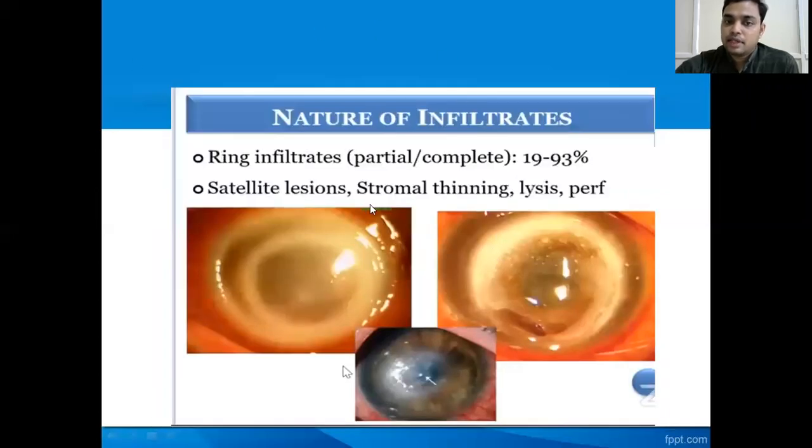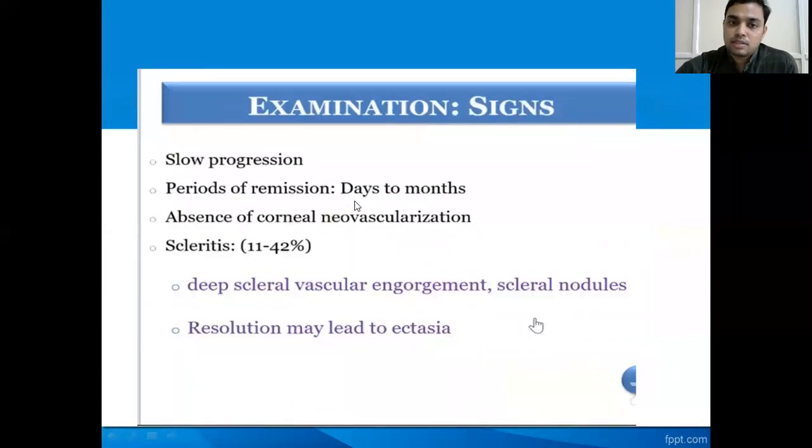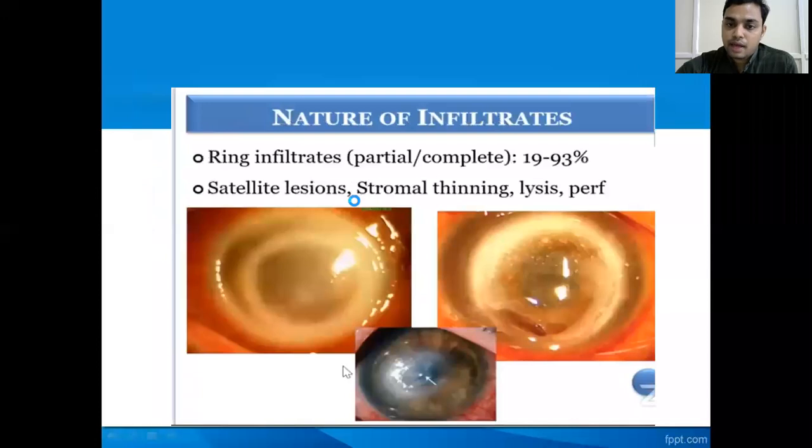Along with that, we see ring infiltrations, which are at the junction of the pathogen and the host defense mechanism. Here we also see satellite lesions, as we see satellite lesions in fungal cornea also. In the final stages there is stromal thinning, lysis, and perforation of the cornea. So these are the natures of infiltrations we see in case of acanthamoeba.